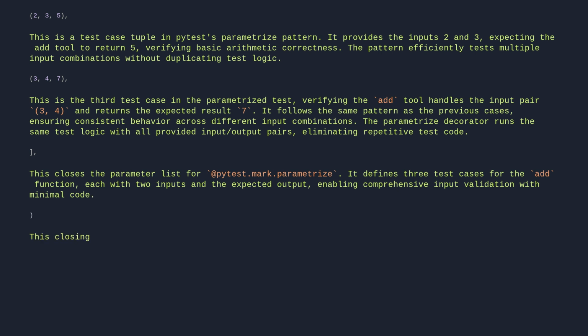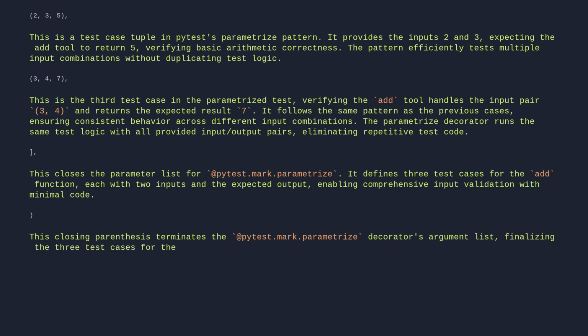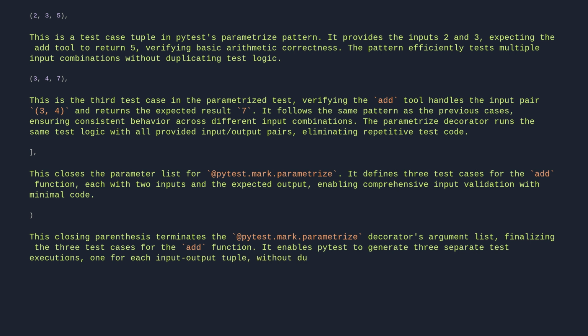This closing parenthesis terminates the @pytest.mark.parametrize decorator's argument list, finalizing the 3 test cases for the add function. It enables Pytest to generate 3 separate test executions, one for each input-output tuple, without duplicating test logic. This is the parameterization pattern for data-driven testing.